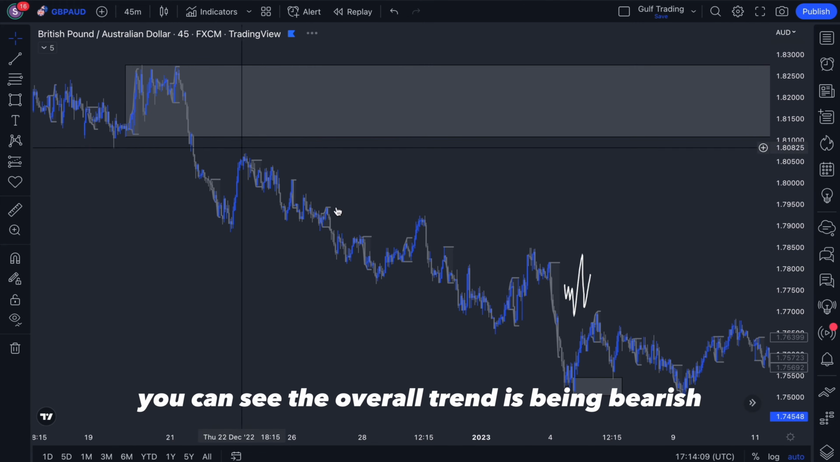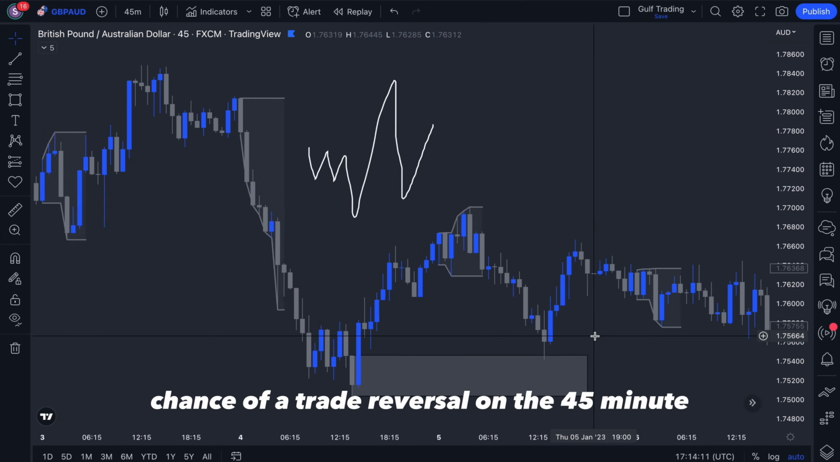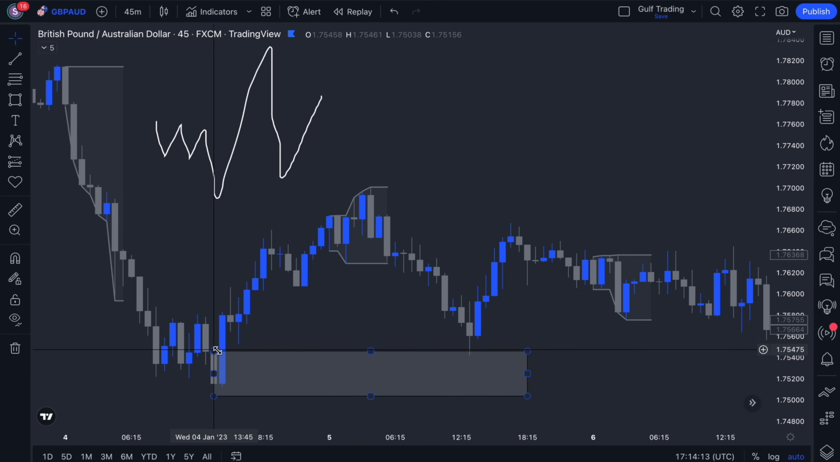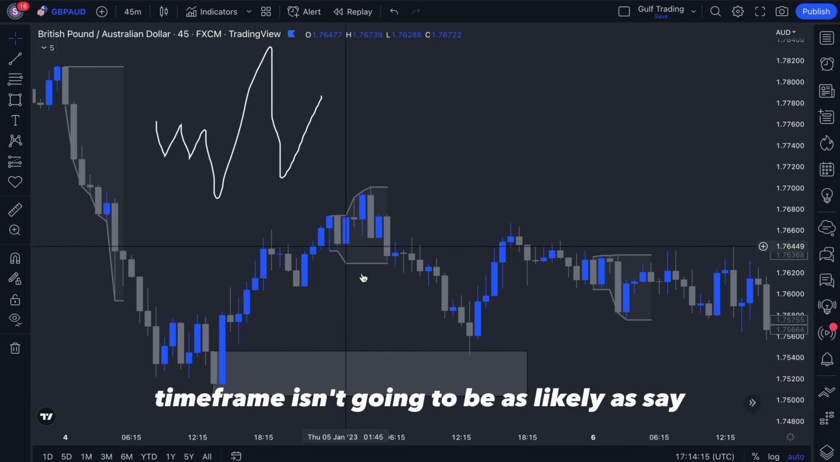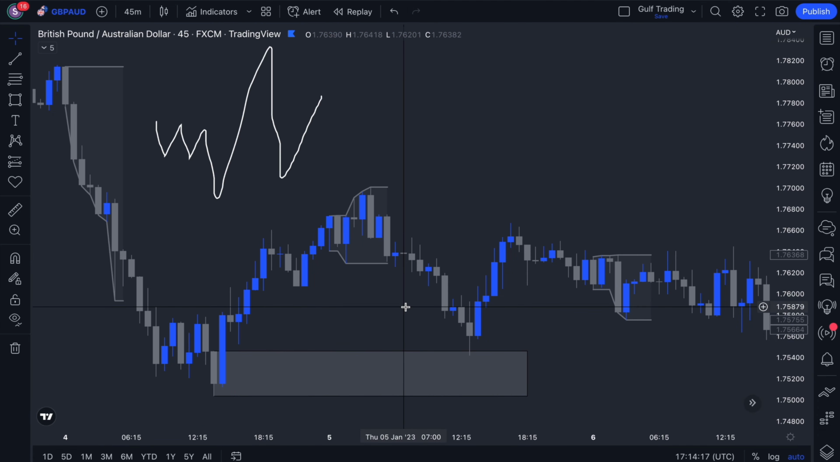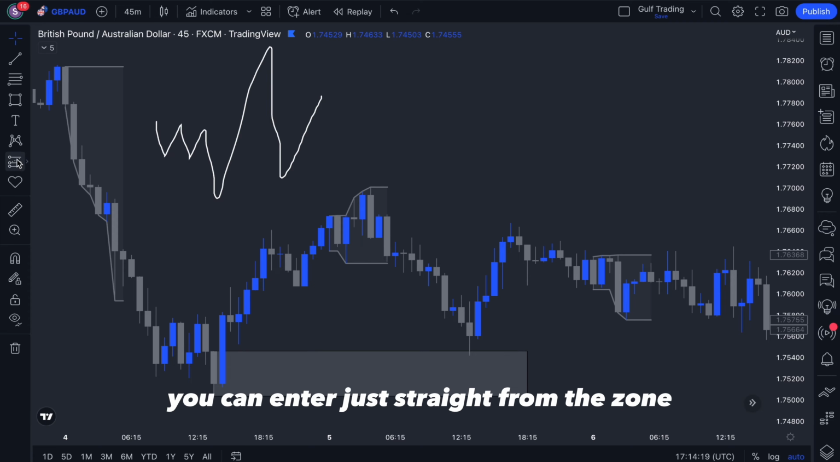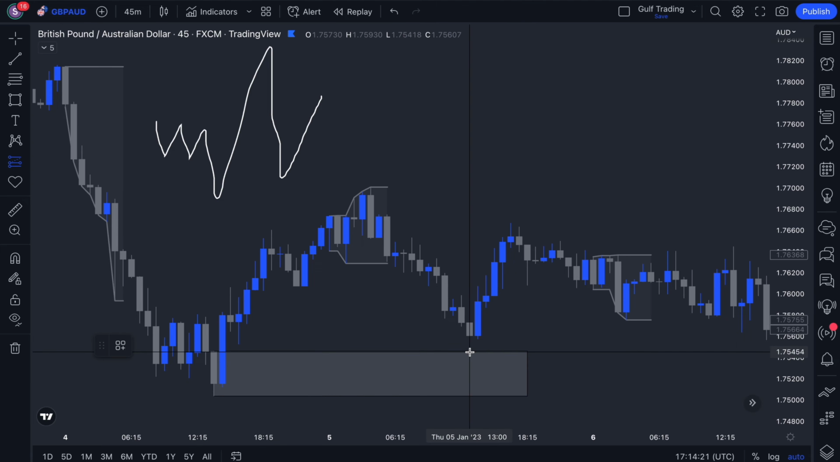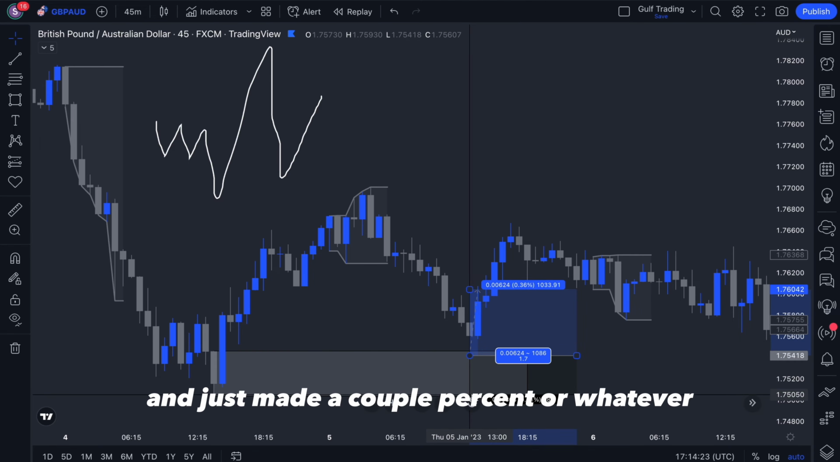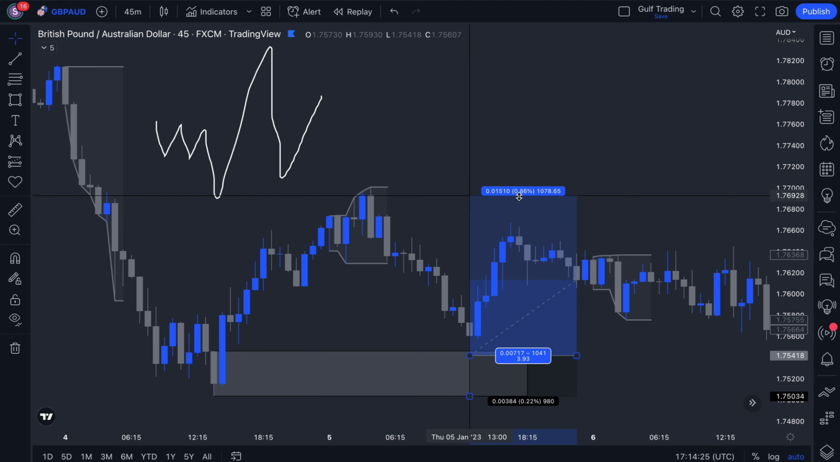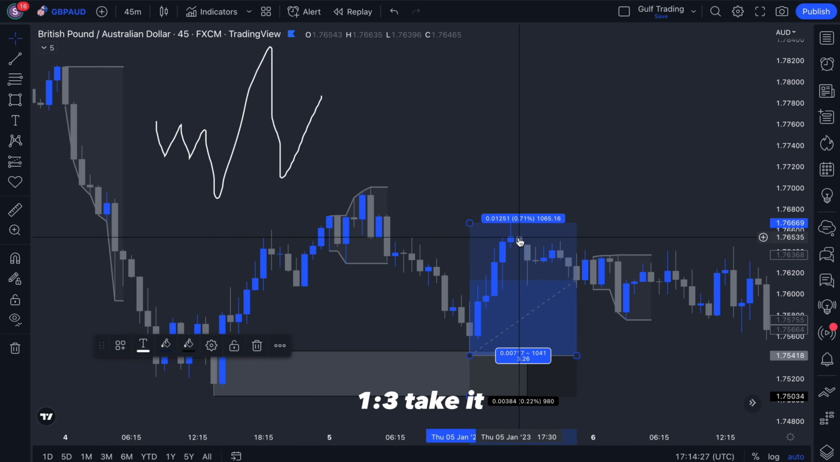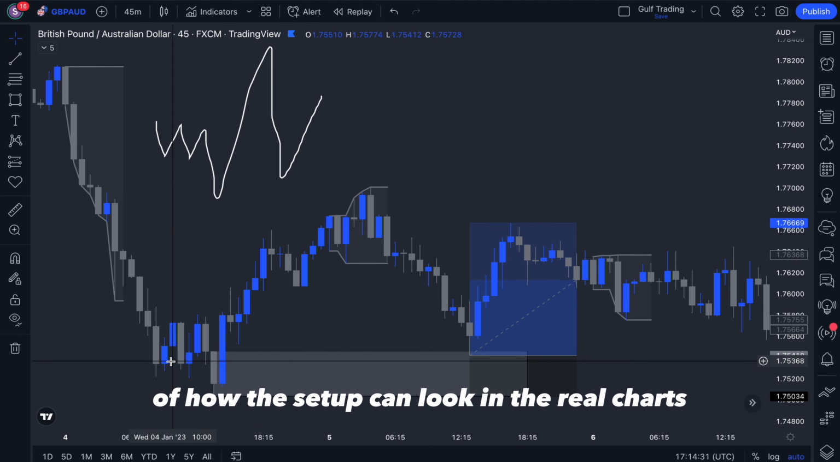You can see the overall trend has been bearish. Chance of a trend reversal on the 45-minute time frame isn't going to be as likely as, say, on one of the higher time frames like the 4-hourly. Nevertheless, you could have entered just straight from the zone and just made a couple percent or whatever. 1 to 3 taken. But I just wanted to show this quickly of how the setup can look in the real charts.